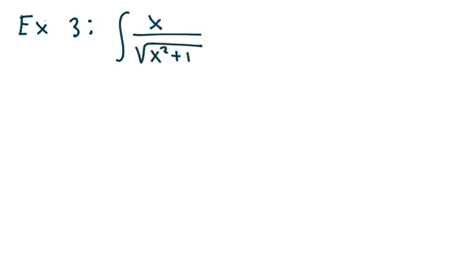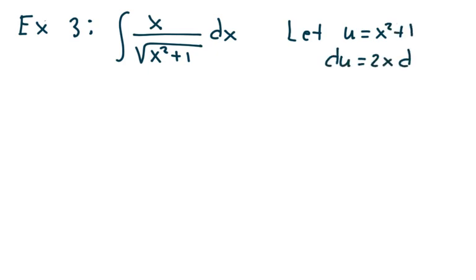If we look at example 3, I want to point out this one. This one's a very interesting question. Now, could you do this by u substitution? Absolutely. But why? I could let u be x squared plus 1. du is 2x dx. And so x dx is 1/2 du. And that's acceptable. It never says you had to do it by trigonometric substitution.